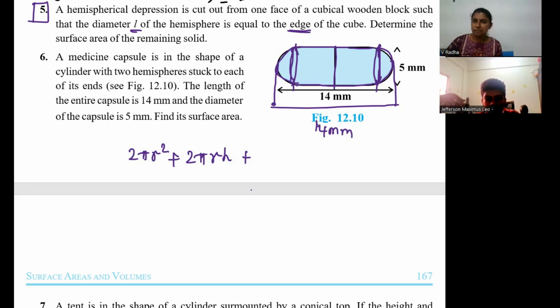It also has one more 2 pi r square. The two hemispherical ends, the left side and right side of the cylinder: here one hemisphere, here one hemisphere. Therefore, 2 pi r square plus 2 pi r h plus 2 pi r square. For simplifying, we take these two together, so 4 pi r square plus 2 pi r h. After that, every measurement is substituted into the variables, and simplifying it, we get the answer.